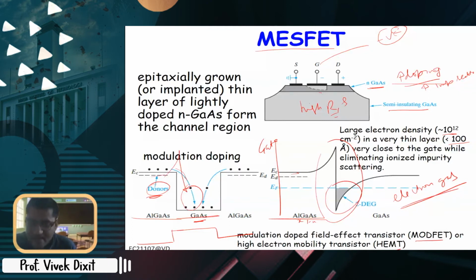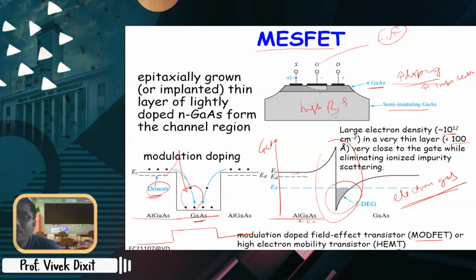And such structures are called high electron mobility transistor, or HEMT, or sometimes called separately doped field effect transistors, right? And they achieve high electron mobility or high conductivity. Okay, any doubt?